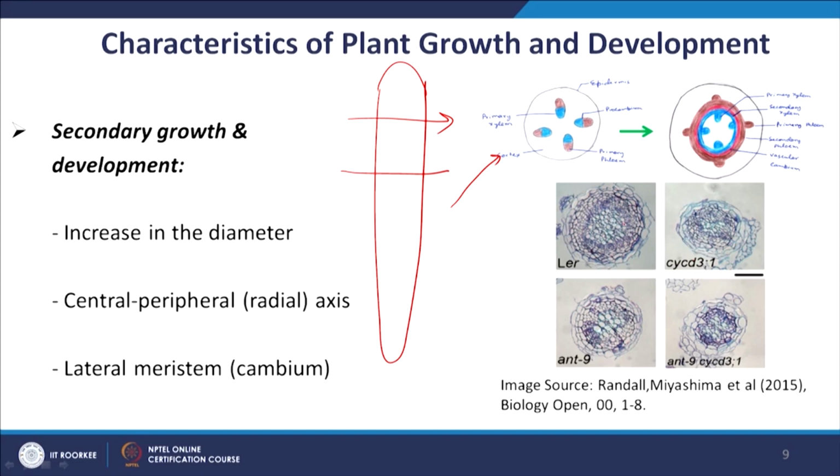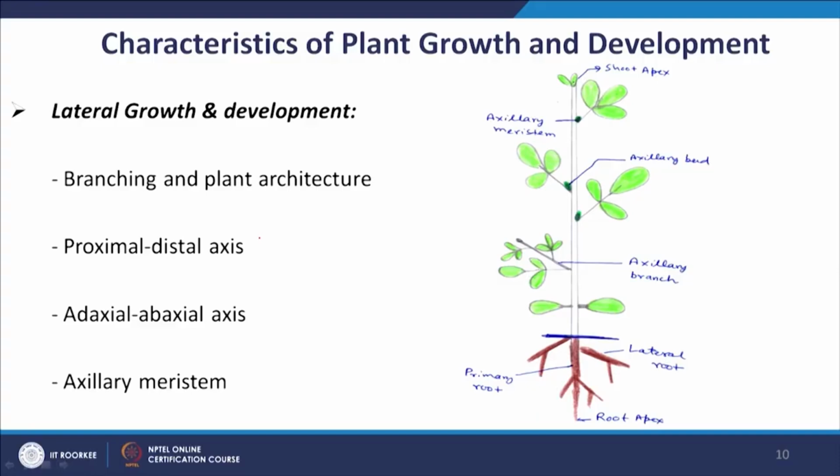So, this tells that the secondary growth is very important and it is genetically regulated. Now, the third growth and development, which is lateral growth and lateral development. This occurs most of the time at a later stage of development, and this is the one which completes the architecture. This gives the total proper architecture, and the most important thing that happens during this process is branching. Branching is a very important process in plants.